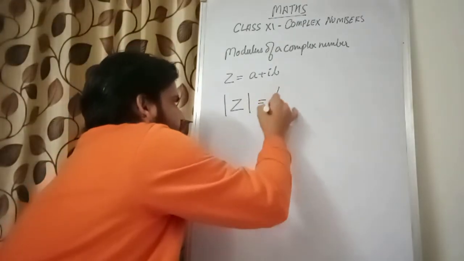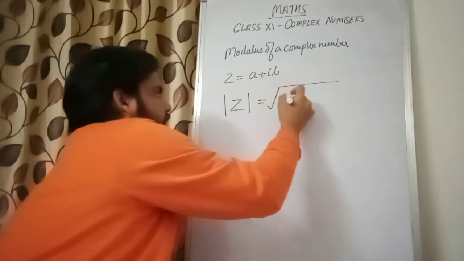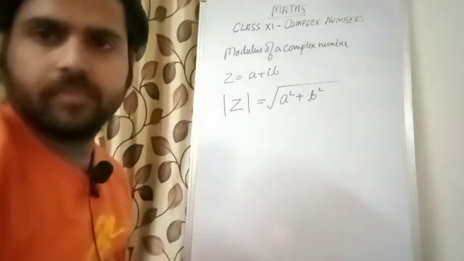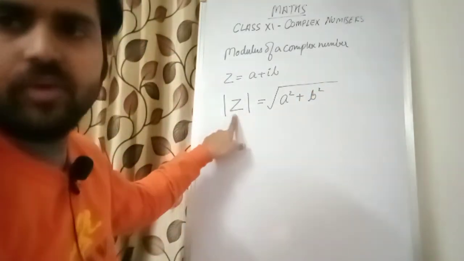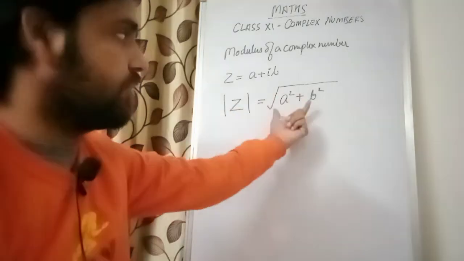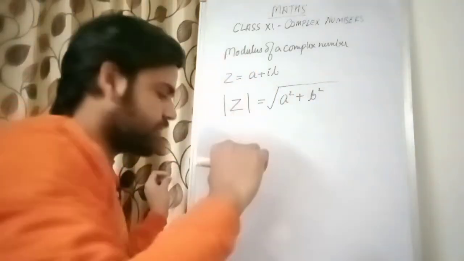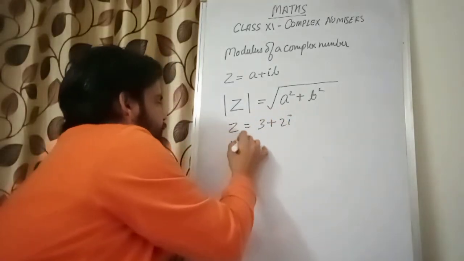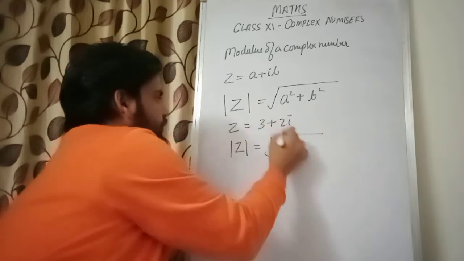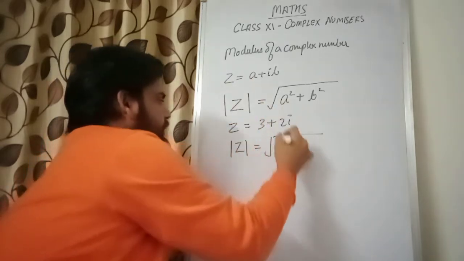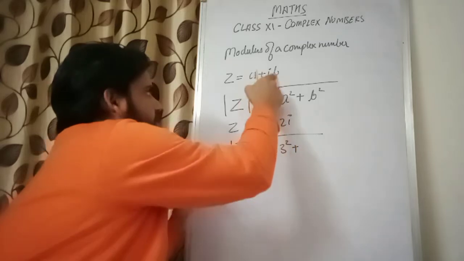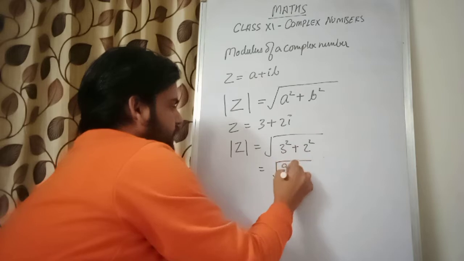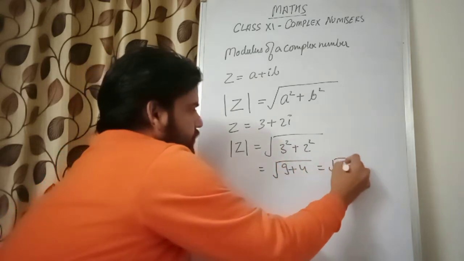So it will be given by this formula, root of a square plus b square. Very simple. The modulus of any complex number is denoted by this, and the formula is this thing. So let's solve one question. z equals 3 plus 2i. So modulus of this z will be what? Root of 3 square. a is what? 3. So 3 square plus b is what? b is 2. 2 square. So it will be how much? 9 plus 4, means root 13.